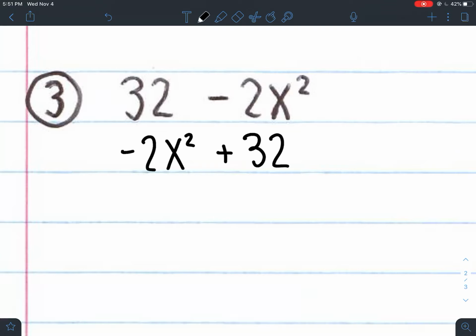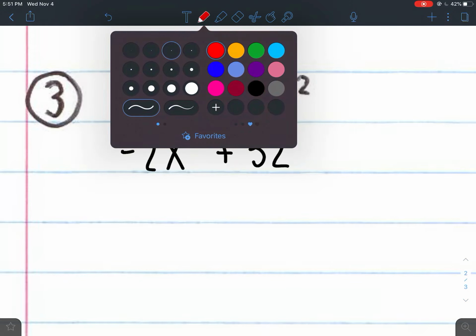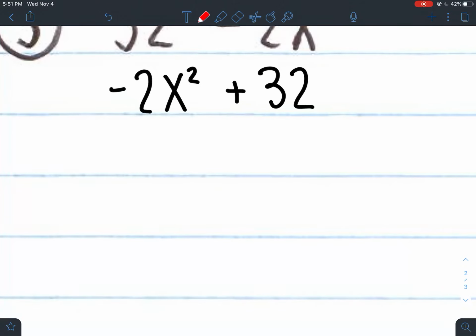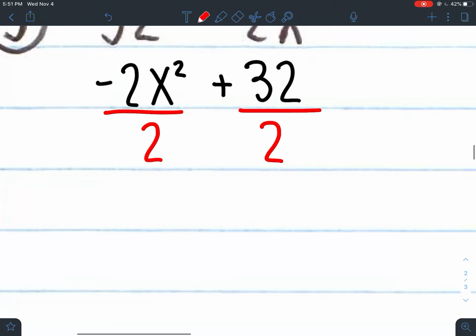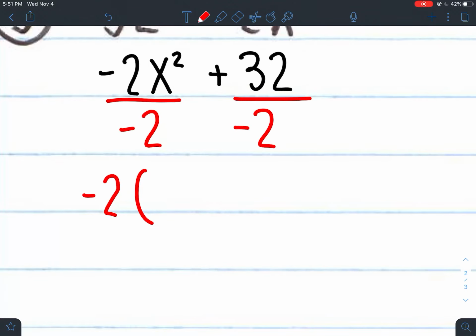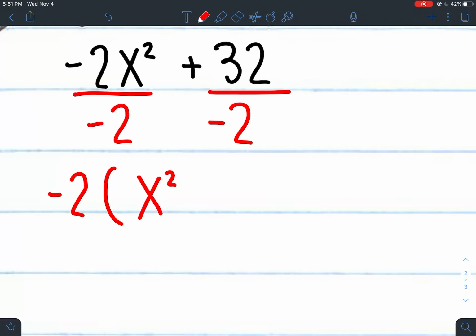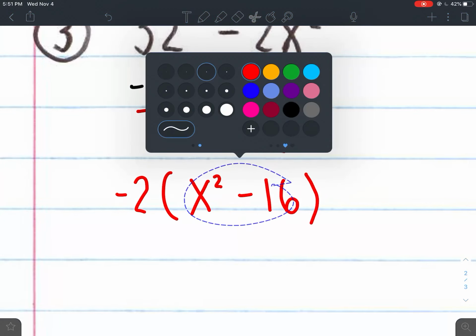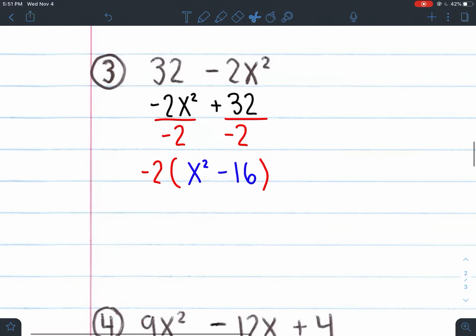Now, after you do that, then you can look for your greatest common factor. Do we have a greatest common factor here? The answer is yes, we do. So you want to take it out if you have one. Your greatest common factor here is going to be 2, but because that first term is a negative, you have to take out a negative 2. So your negative 2 is going to go on the outside of your parentheses. And what you have left over, negative 2 divided by negative 2 cancels, it becomes 1. So you have 1x squared. That 1 isn't necessary, though, because you have that variable. Then positive 32 divided by negative 2 is negative 16. Okay, so on the inside, you have x squared minus 16.